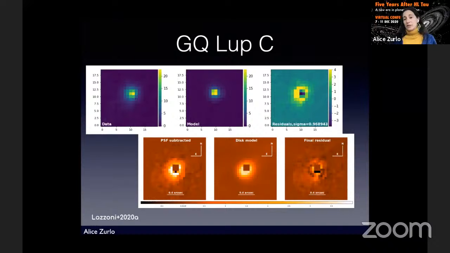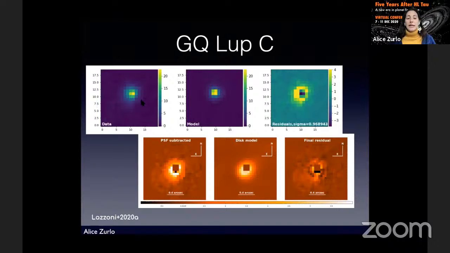The first is not a circumplanetary disk. It is a circumstellar disk, but it is around a bound companion. This is the system of JQ Lupi. This star, the star C, is a very tiny star orbiting around JQ Lupi. And you can see that using this method, we actually discovered that there is a tiny circumstellar disk around this small star.